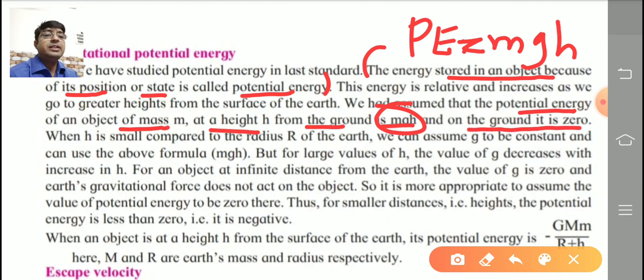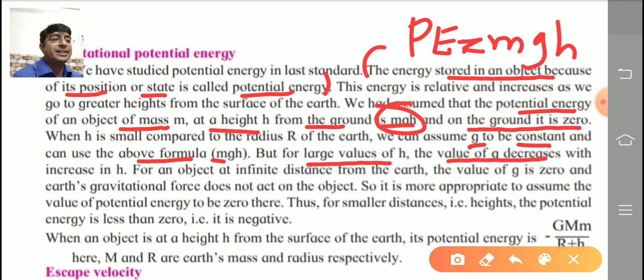Remember, when h is small compared to the radius R of the earth, we can assume small g to be constant, and can use the above formula mgh. But for large values of h, the value of g decreases, that we learned in previous points. So if we go up or down from the earth's surface, the value of g decreases. Remember this point. With increase in height, the value of g decreases.